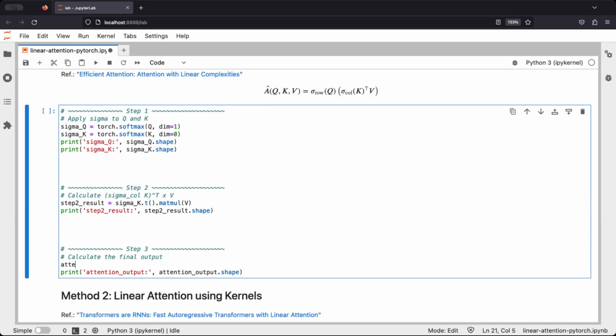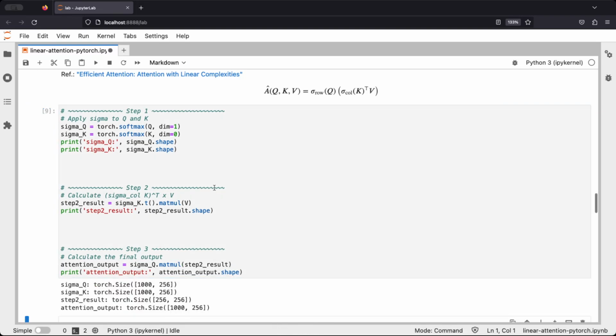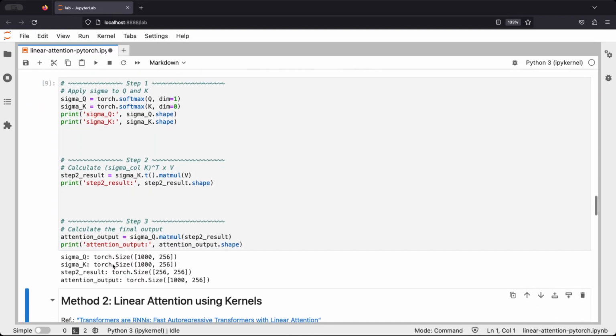So that is attention output equals this multiplication, sigma row of q times this step 2 result. So that is sigma q dot matmul with step 2 results. So let's run this cell, and we can see sigma q, sigma k have the same dimensionality as q and k, but the step 2 result is d by d, which is much smaller than n by n, assuming that n is large.